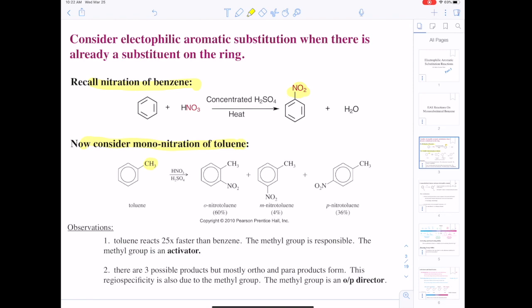Well, one observation that is made when you run this reaction is that toluene reacts faster. So the presence of the methyl group makes the reaction go faster. We say that the methyl group is an activator. The other observation is that the nitro group could add ortho, meta, or para to the methyl group that's already there. And we see that the majority of product is ortho or para. Very little is meta. So we say that the methyl group is an ortho-para director.